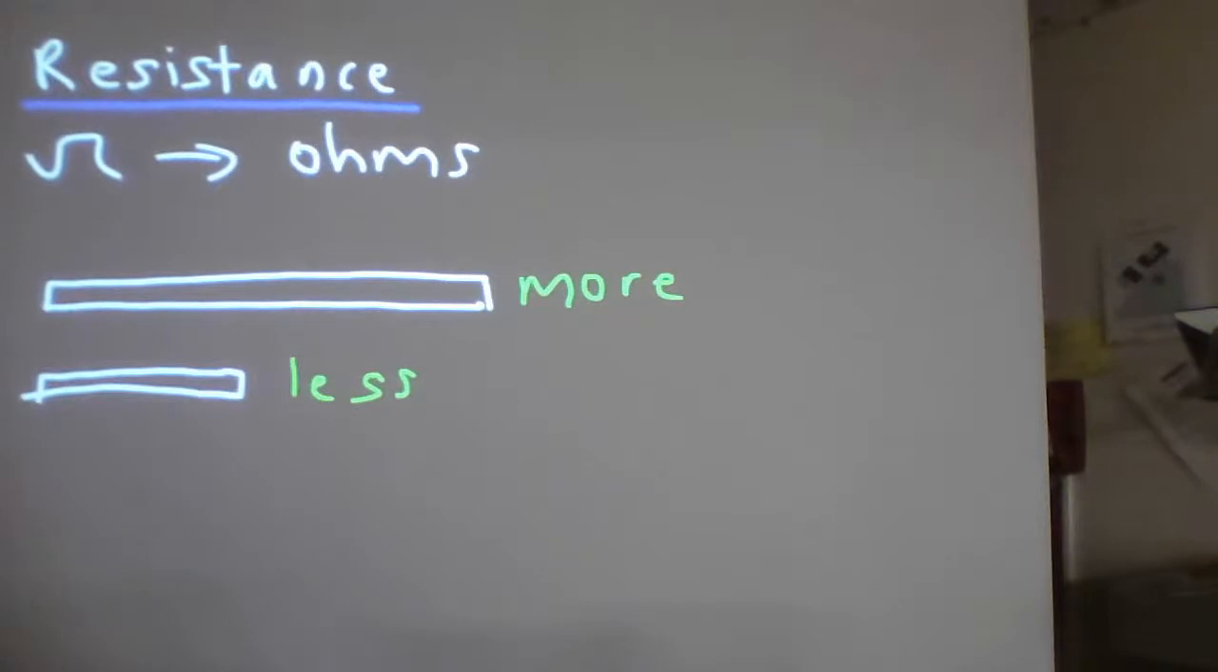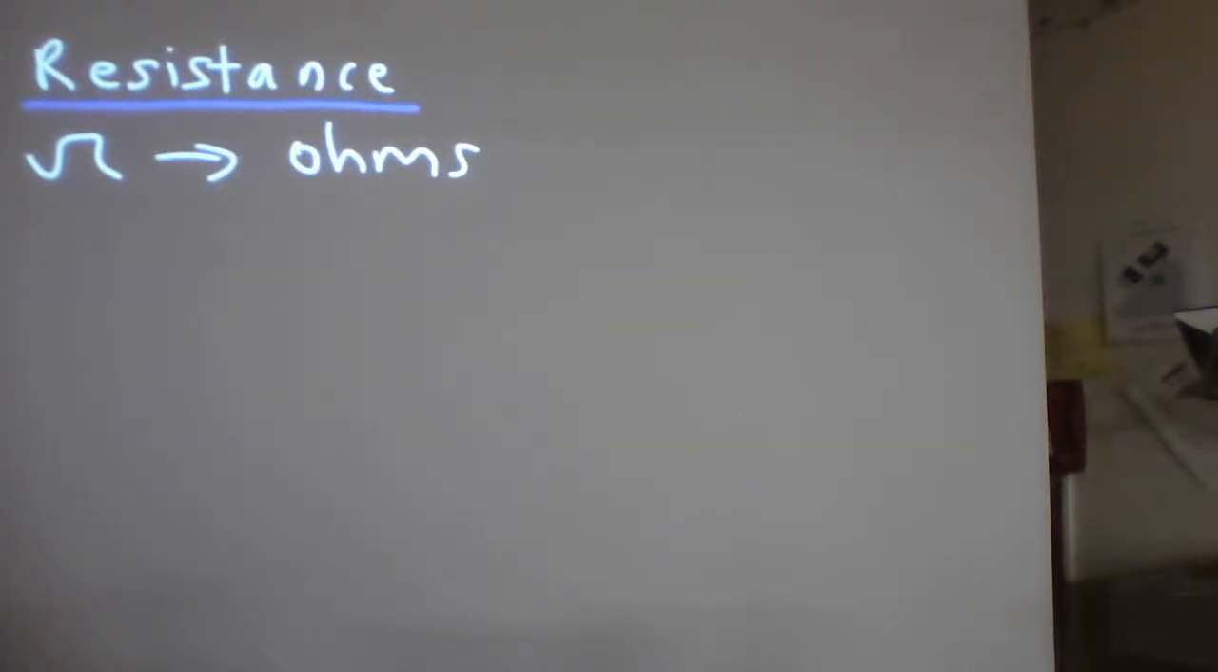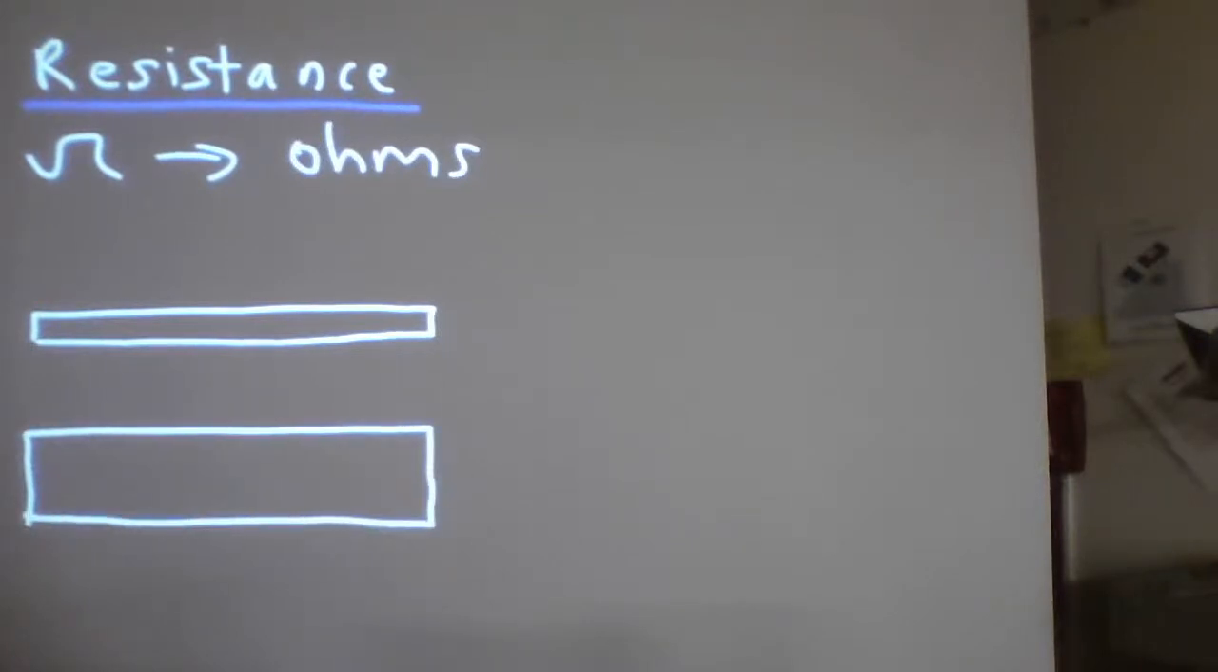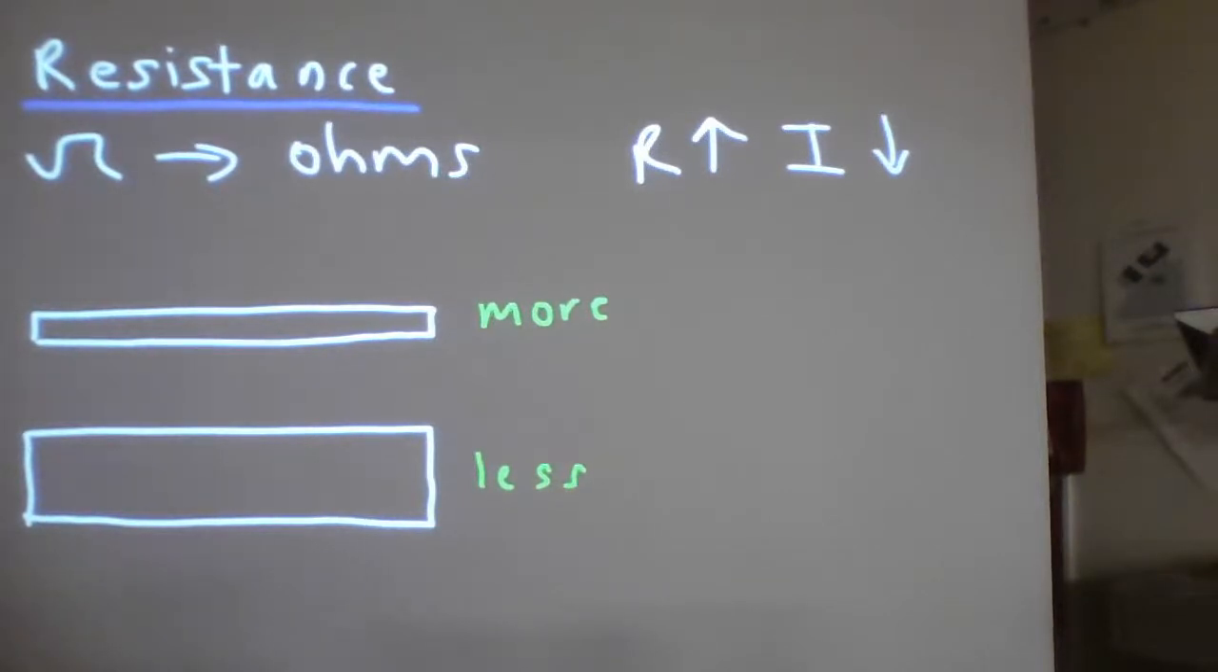Now, here's another question for you. Which one will have more resistance, a thin wire or a thick wire? It turns out that the thin wire has more resistance than a thick wire. And to illustrate this, resistance and current are inversely related. As you increase the resistance of a circuit, the current decreases. So the rate at which electrons can travel through the circuit decreases if you increase the resistance.